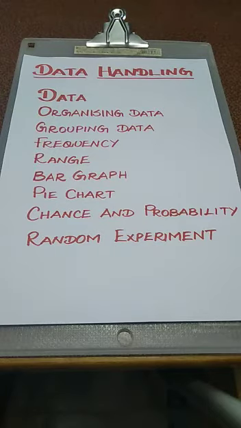Next one, size of the class interval. Actually, each group is called a class interval or a class. The difference between the upper class limit and lower class limit is called the width or size of the class interval. So what is the formula for class interval? Upper limit minus lower limit.